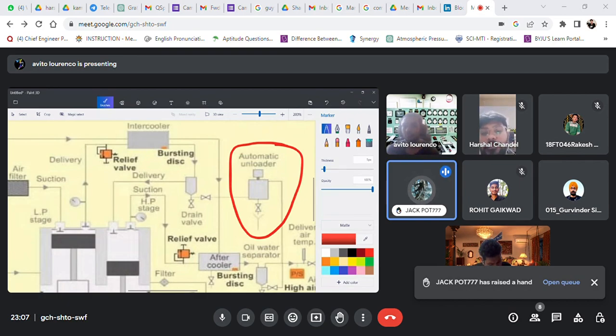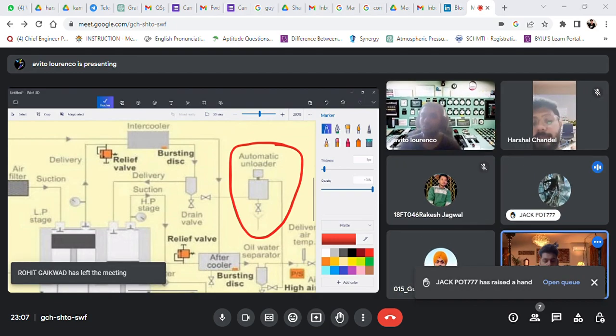It will not compress the air at the starting. The discharge side and the suction side will be open. Okay, so no compression takes place. It's the work of the unloader. So it does count in compressor safety, automatic unloader. Yeah, it's like a safety only. And what about the drain valve? For higher load, like higher current, while starting only we use the unloader.